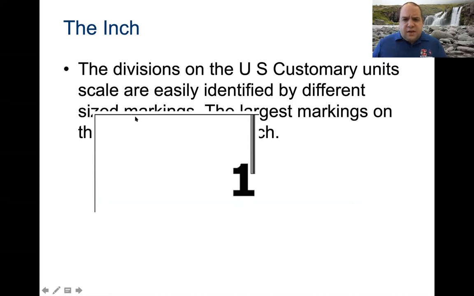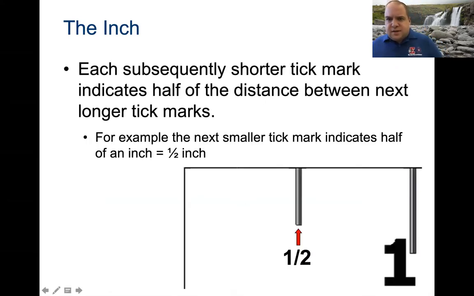It says the divisions of a customary scale are easily identified by different size markings. The largest marking is known as an inch. That's what we just talked about, the large bold numbers that you see running across. You have to pretend that the left-hand side here is the 0, the right-hand side is the 1-inch mark. In between, at the halfway point, you will have the longest line. We just talked about the longest line in metric is 5 millimeters.